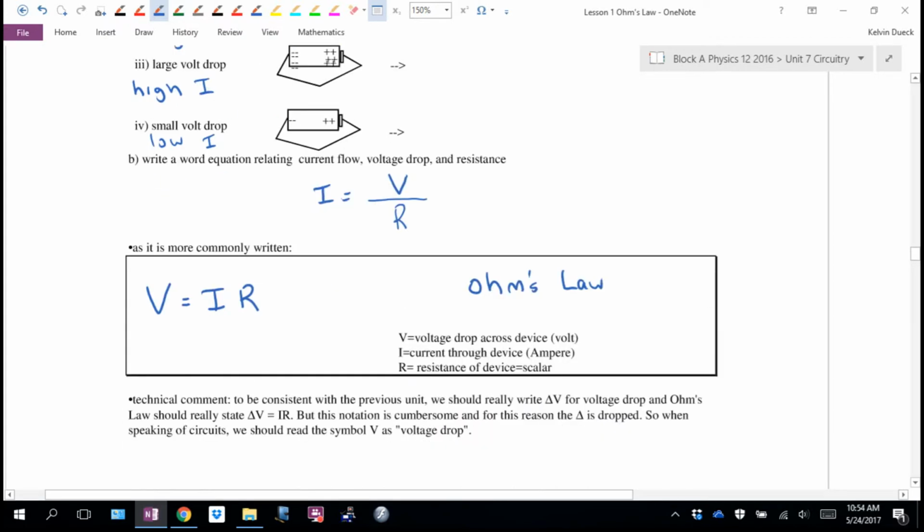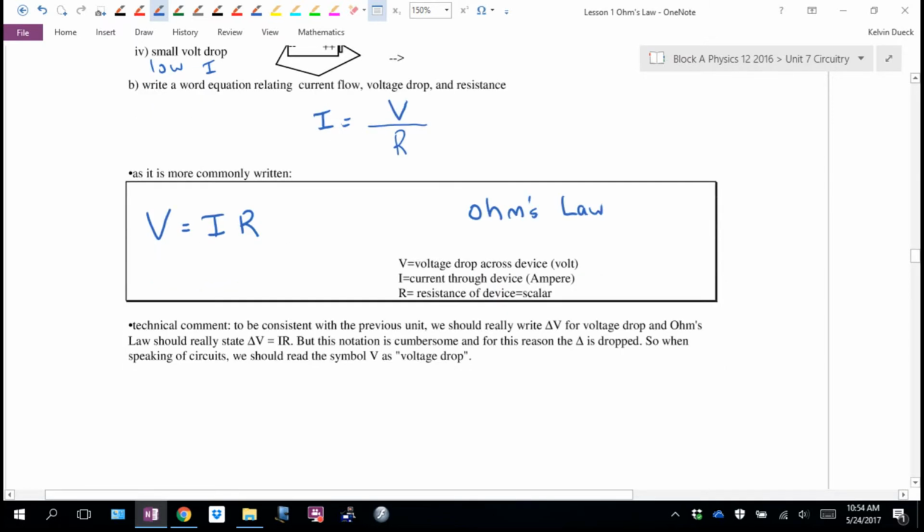Okay. V is the voltage drop across the device or across the resistor or across whatever situation we're looking at. I is the current. How many amps are flowing through it? We said current was the number of charges per second. It's how many skiers are flowing through it in our ski hill analogy. R is the resistance. We're talking about resistance.